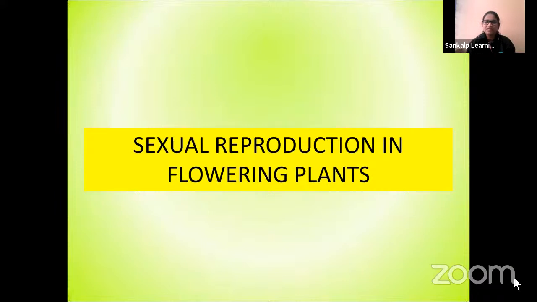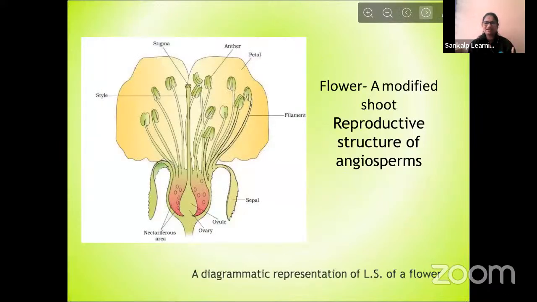Let us begin. So sexual reproduction in flowering plants. First we will concentrate on the structure of flower. As you can see in the structure of a flower, no doubt the flower is a reproductive part. The second thing is how the flower evolved. The chapter name is flowering plants, right? So flowering plants means angiosperms. Before angiosperms, gymnosperms were there. In gymnosperms, seeds were there, but we did not come across a flower.